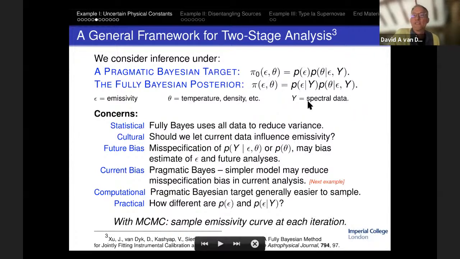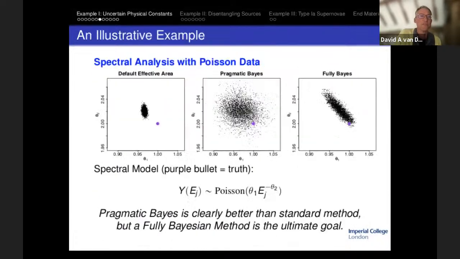The fully Bayesian is going to require a little bit more thought, probably not too hard in many cases, but a little bit more thought than that. Practically, if these two distributions turn out to be quite similar, which is not impossible, it may be that my spectral data isn't really very informative about the emissivity. If that's the case, then I probably should just go ahead and use the thing that's a little bit simpler. So we want to see how these issues play out in these examples.